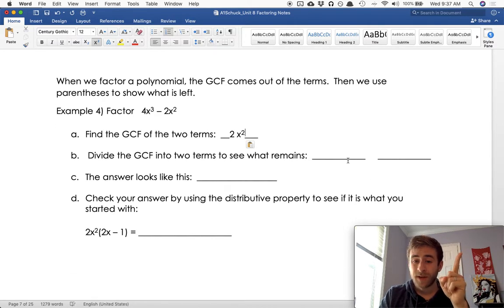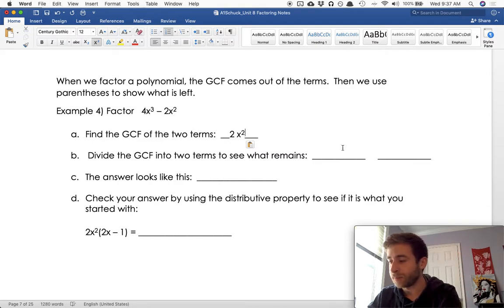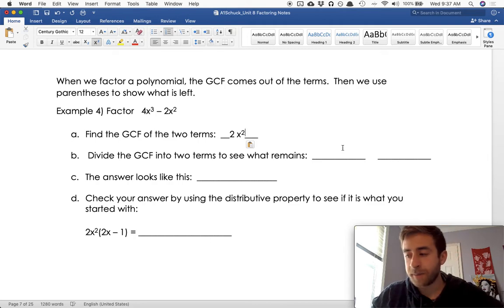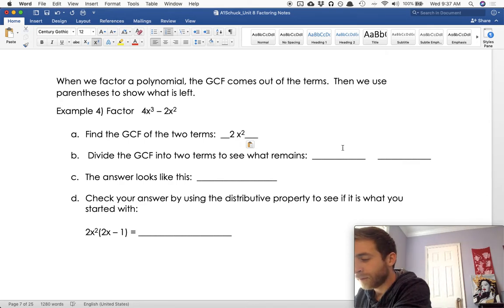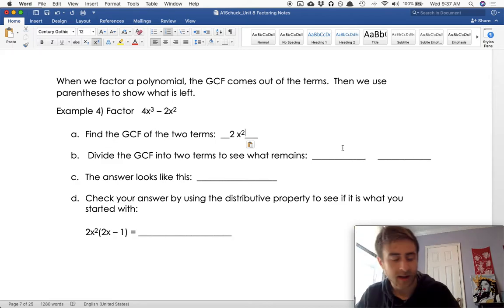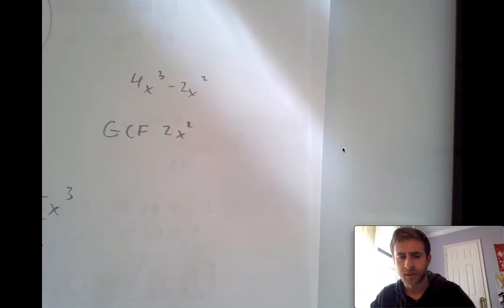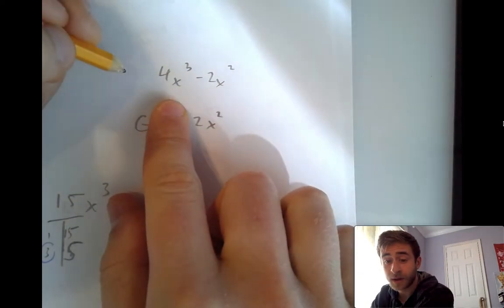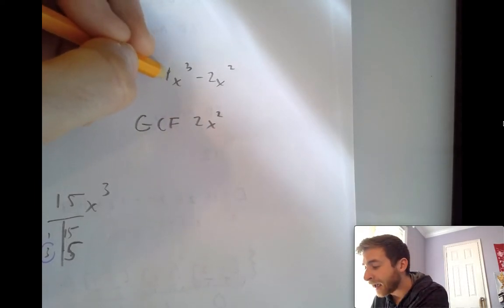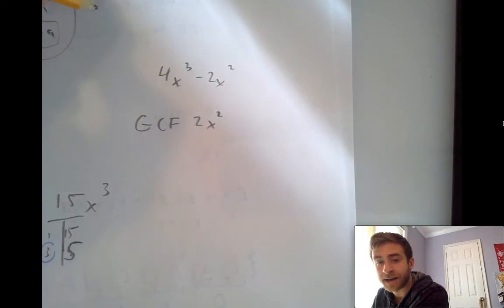Now what we need to do is divide that GCF in the two terms to see what remains. So here I'm going to pull out a piece of paper. Actually, I think I still have room on this paper over here. We've got 4x cubed minus 2x squared, and the GCF between the two was 2x squared. Okay, let's do this. Okay, so here's the expression we were trying to factor. And we saw, all right, 4x cubed minus 2x squared.